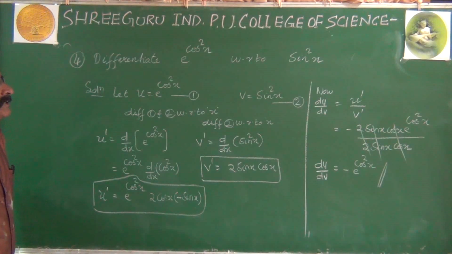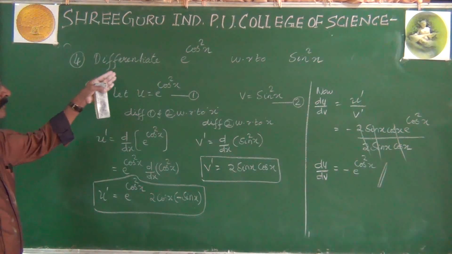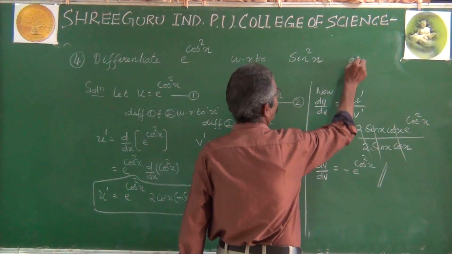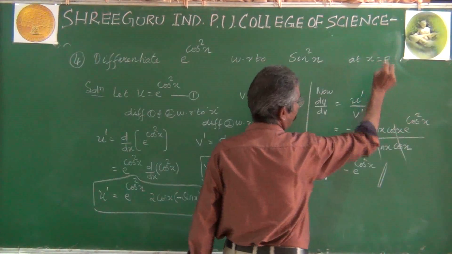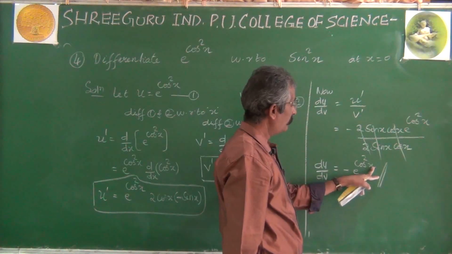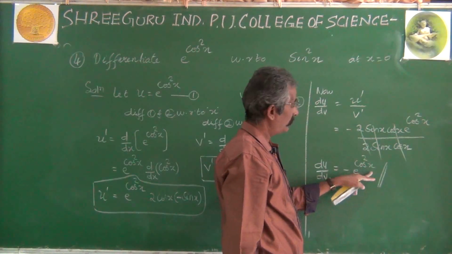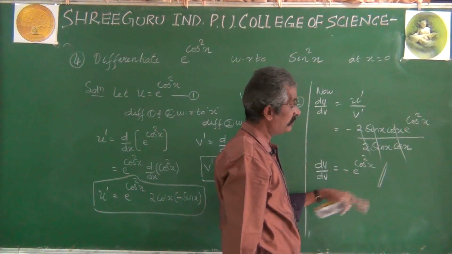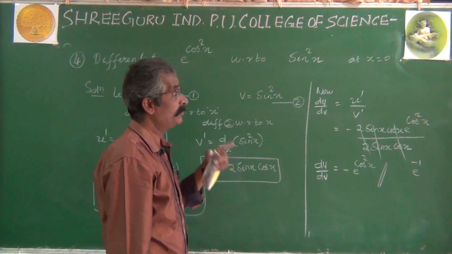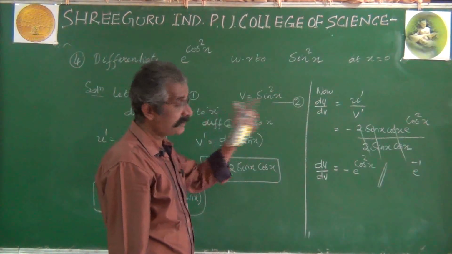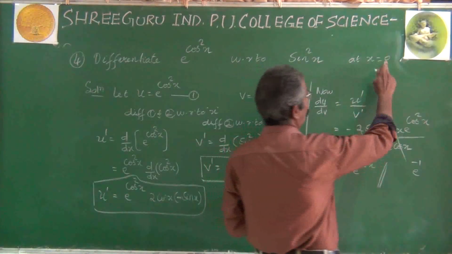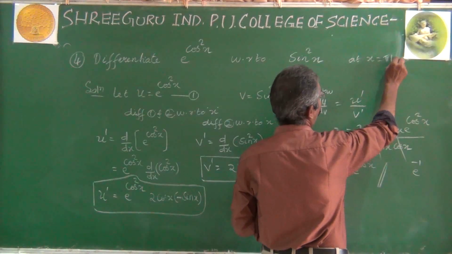This question may be asked in the same form. So differentiate e power cos square x with respect to sin square x at x equals 0. If it is given as at x equals 0, here you must take x equal to 0. What does it become? Cos 0 means 1, 1 square is 1. So the total answer becomes e raised to minus 1. If at all you are given this question as find at x equal to 0. It may be given even as what is the value of du by dv at x equal to pi by 2.